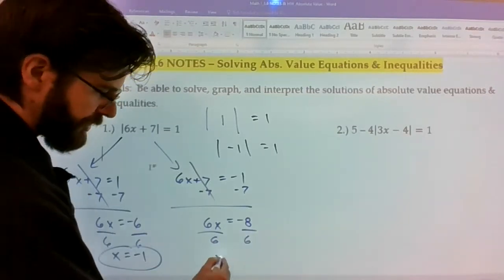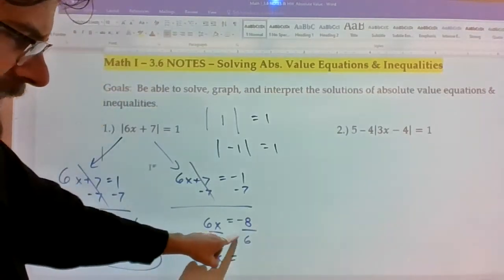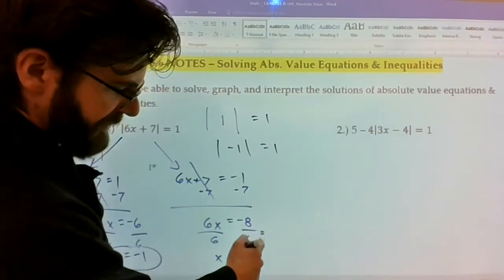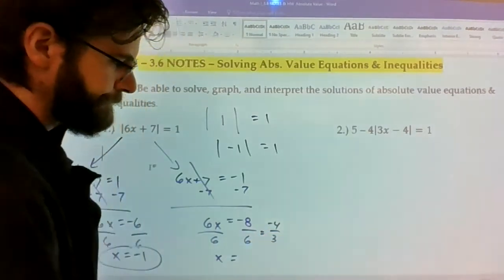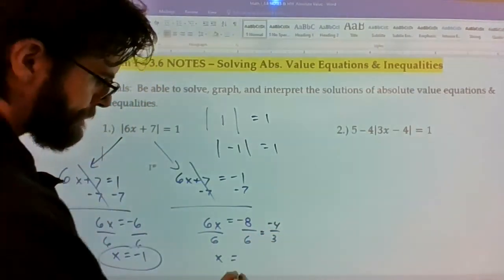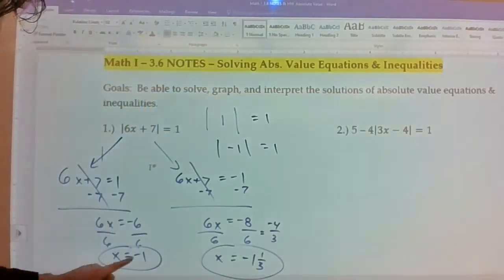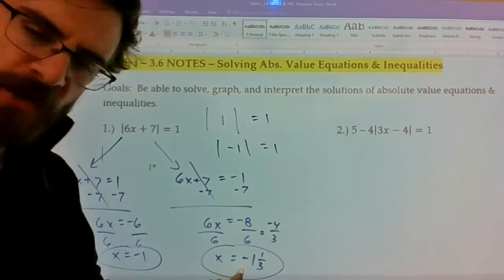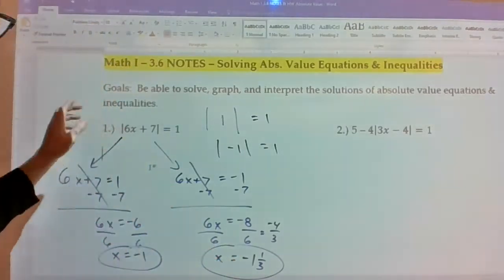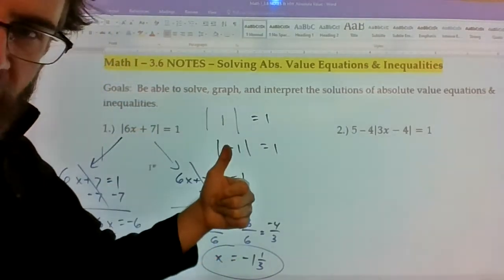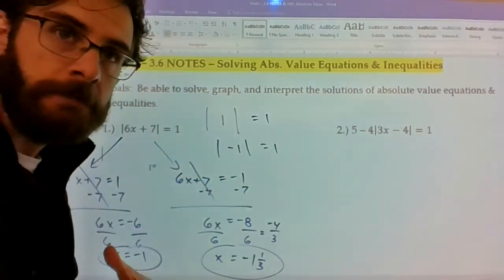Here's the second solution. This is the same as negative 4/3 because you can cut the top and bottom in half, which is negative 1 1/3. So it's either x equals negative 1 or x equals negative 1 1/3. Now it says be able to solve, check, graph. Let's do that.